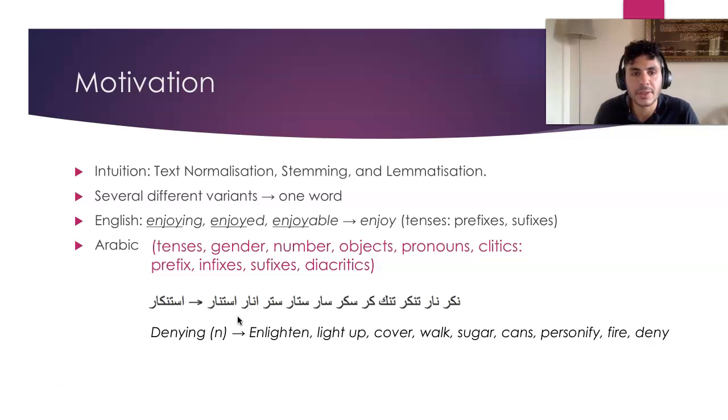The intuition to sort this challenge out is to do text normalization and then stem the word or lemmatize the words, such that several different variants could be mapped to one word. Enjoying, enjoyed, enjoyable could easily be mapped to the lexeme enjoy. However, for Arabic, we have prefixes, infixes, suffixes, and diacritics, so it becomes difficult to extract the stem of the word. Denying, for example, the word istinkar could easily be mapped to 11 words of different meanings.